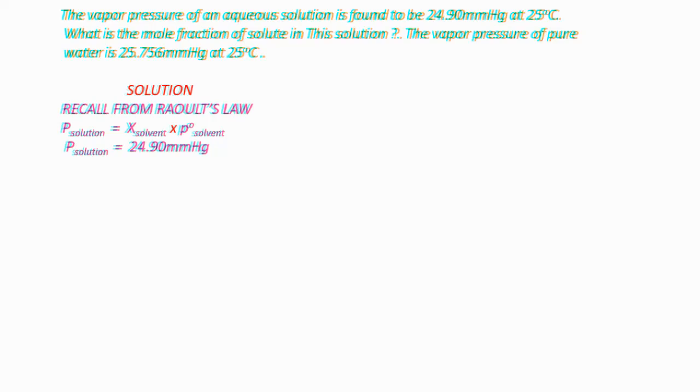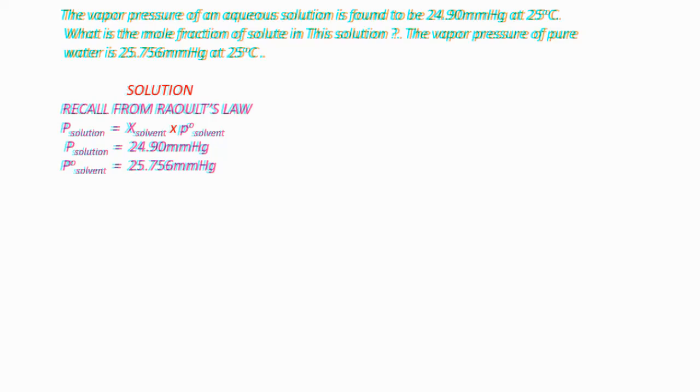The question further said the vapor pressure of pure water is 25.756 millimeter of mercury. Here it is very clear. P naught solvent is the vapor pressure of the pure liquid or solvent. So the question said the vapor pressure of pure water is 25.756 millimeter of mercury at that same temperature. That is the vapor pressure of pure water. So our P naught solvent is equal to 25.756 millimeter of mercury. Now our X solvent is not given to us.